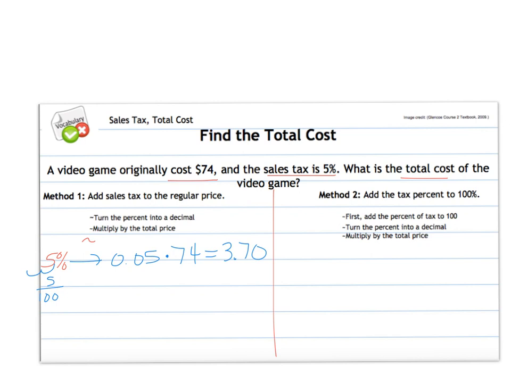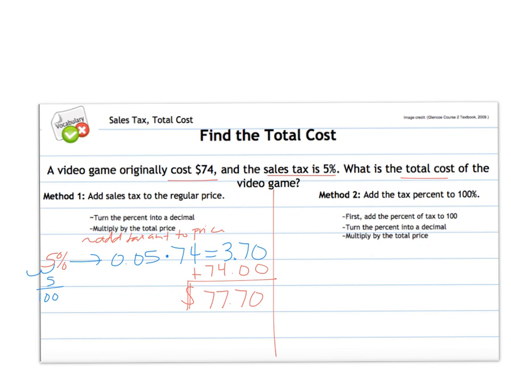The step that's not written here is then add the tax amount to the price. So we would add that to the price of $74. Notice, line up the decimals. We find out that we'd be paying $77.70 for that video game.